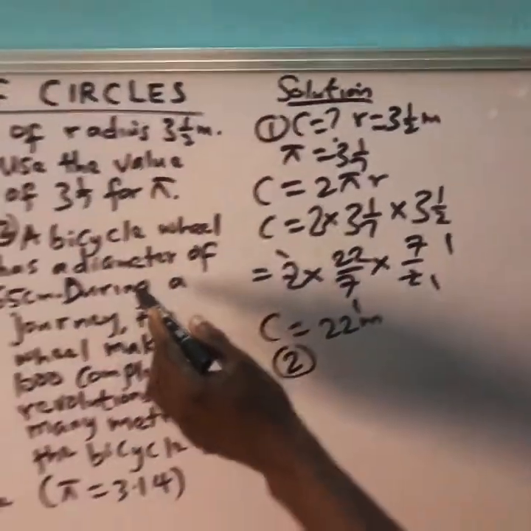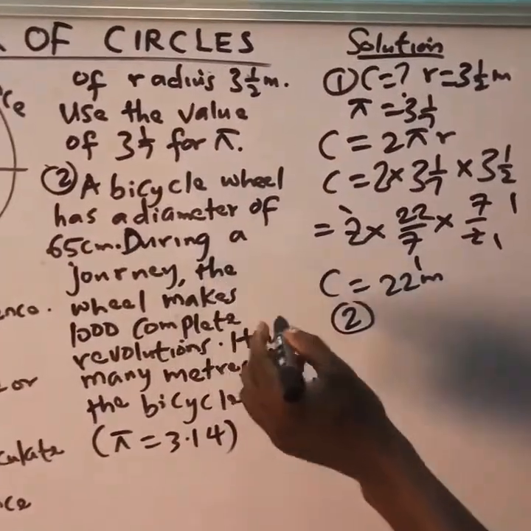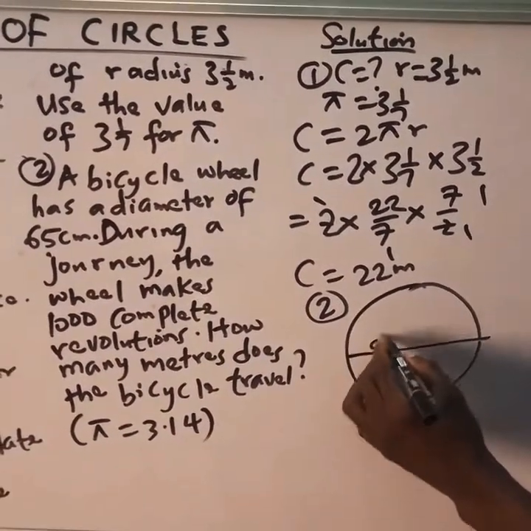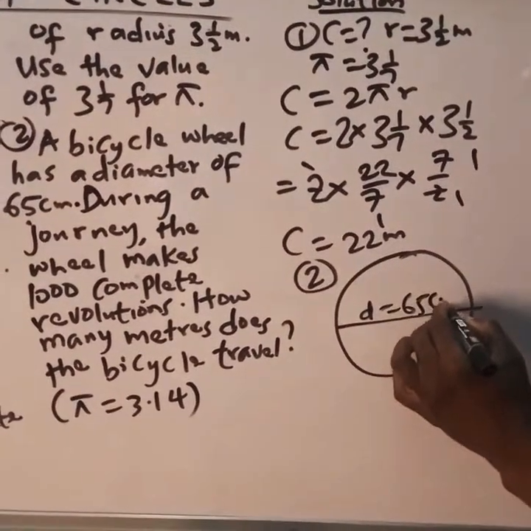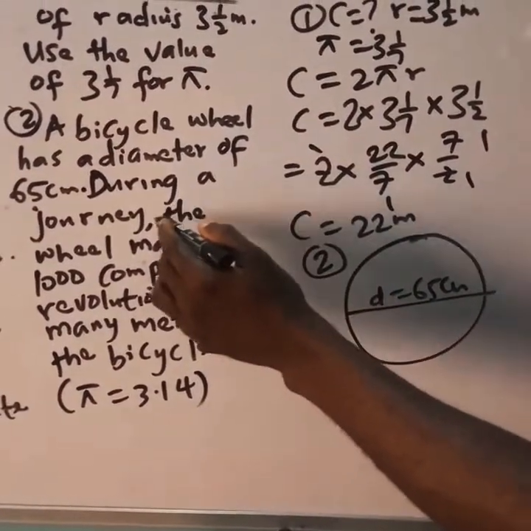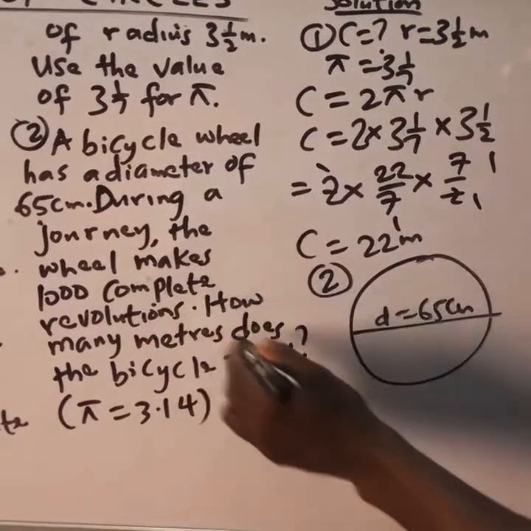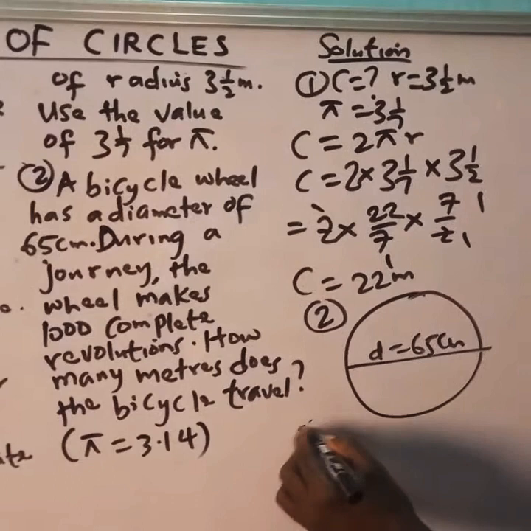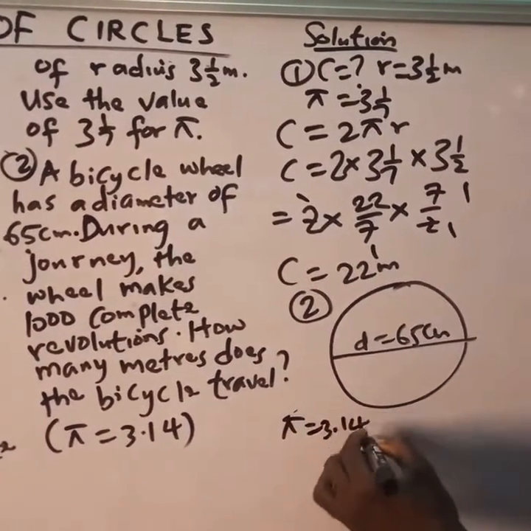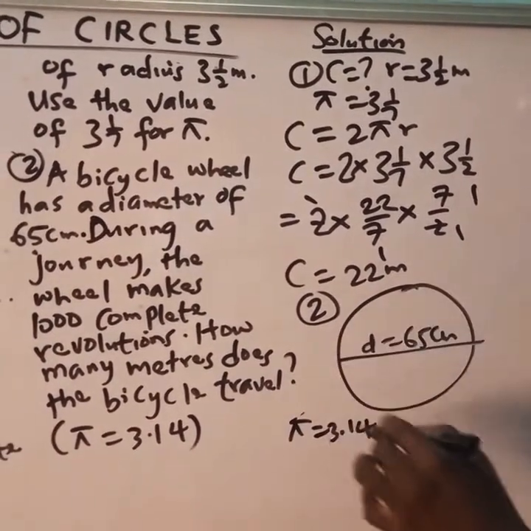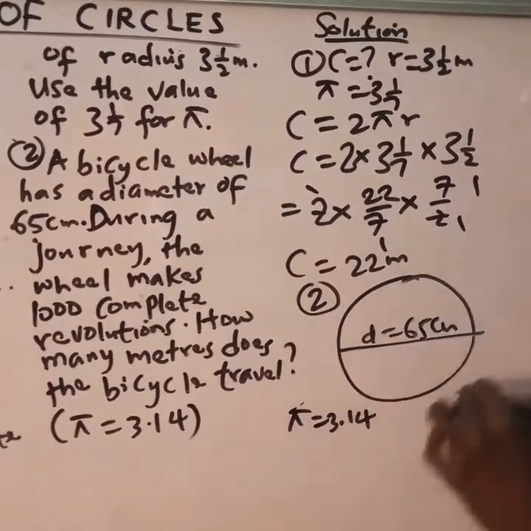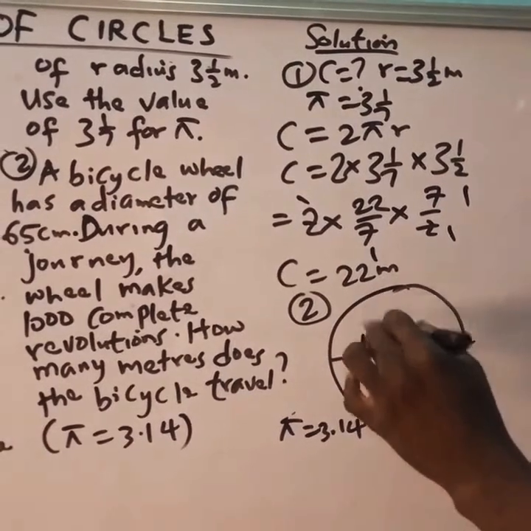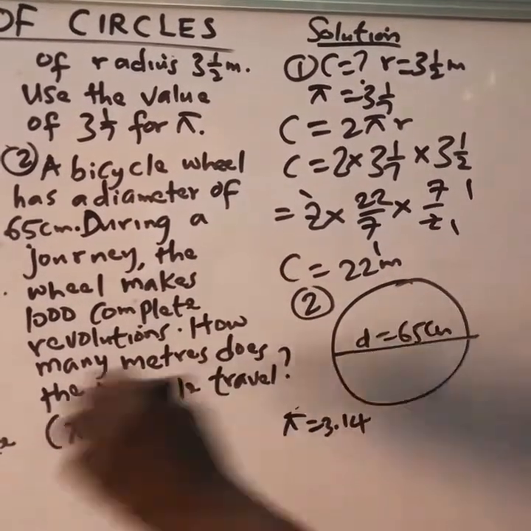Example 2. A bicycle wheel has a diameter of 65 centimeters. A bicycle wheel is a circle and the diameter of the bicycle is 65 centimeters. During a journey, the wheel makes 1000 complete revolutions. How many meters does it travel? Take pi to be 3.14. I want to know the distance covered by the bicycle wheel, and one revolution is the circumference of the circle. So you multiply that with 1000 revolutions to know the distance covered.